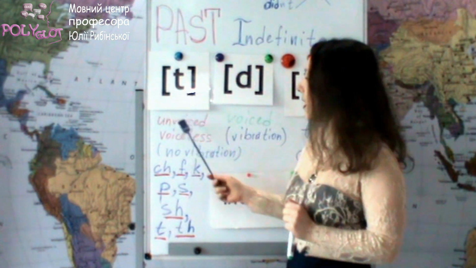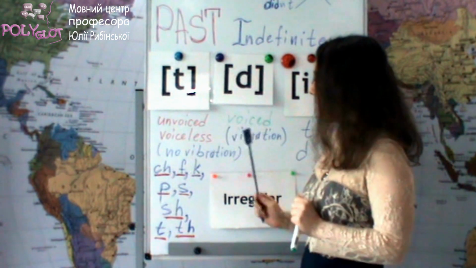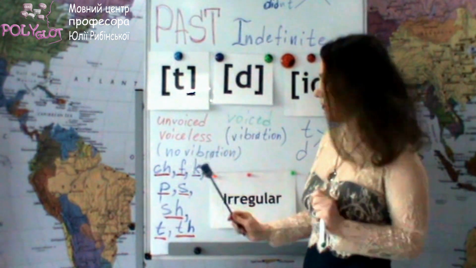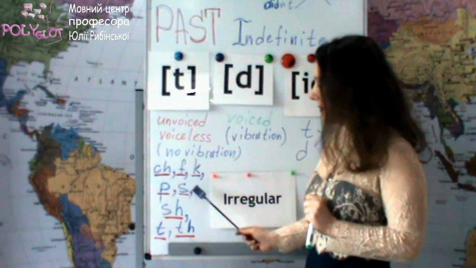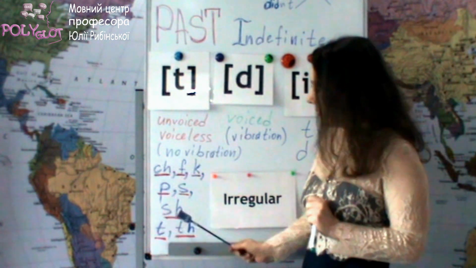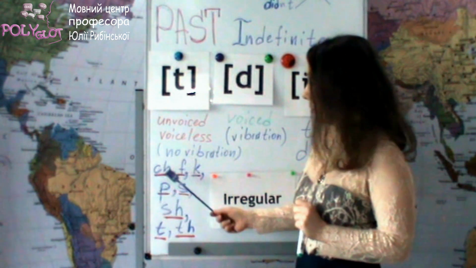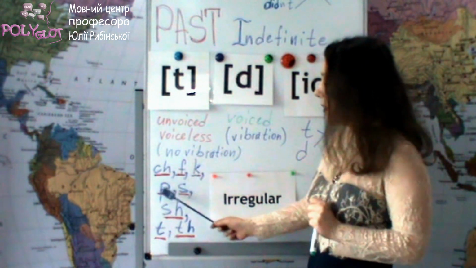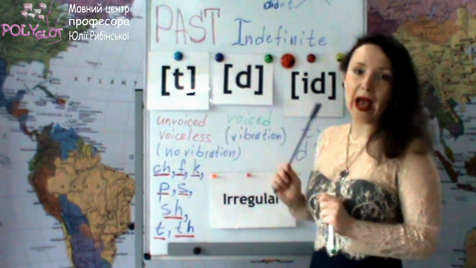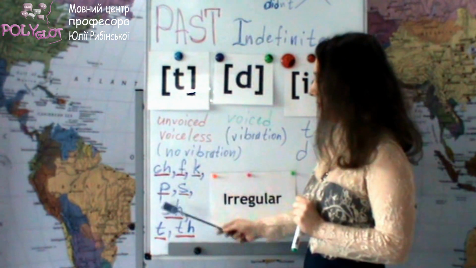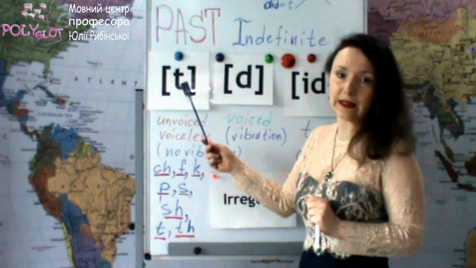Explain to them that we have unvoiced or voiceless consonants. They have no vibration. For instance, ch, f, k, p, s, sh, t, and th. Or if you explain them with letters: ch, f, k, p, s, sh, t, th. So as you can see, after these sounds, ed is pronounced like t.